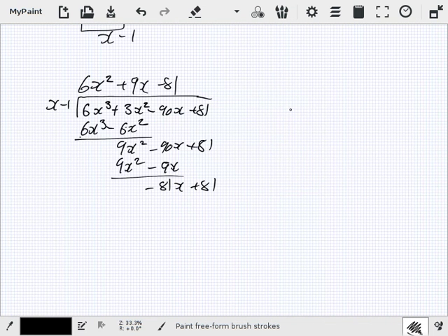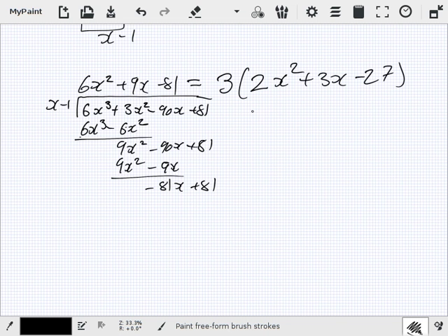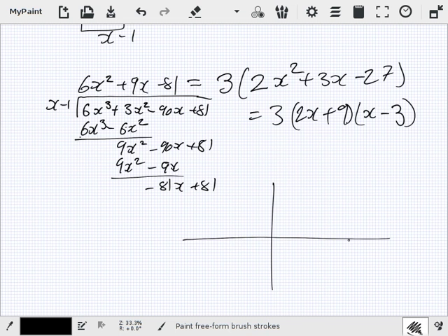I want you to make a sketch. It'll be quite useful to factorize this. So I think I can take 3 out. And this has factors 2x, x, 9 and 3? Yeah. So if you were to draw the cubic, there's a root at 3, there's a root at minus 9 over 2, and we have a root at 1 as well.